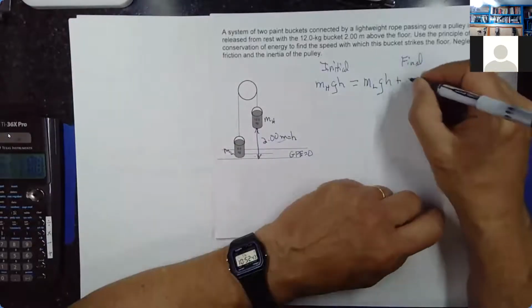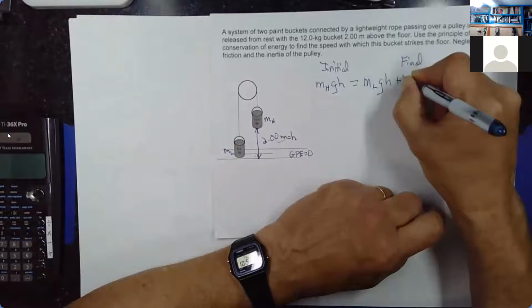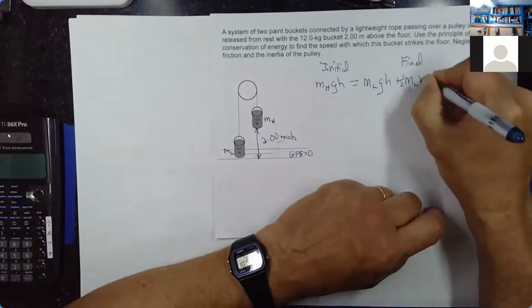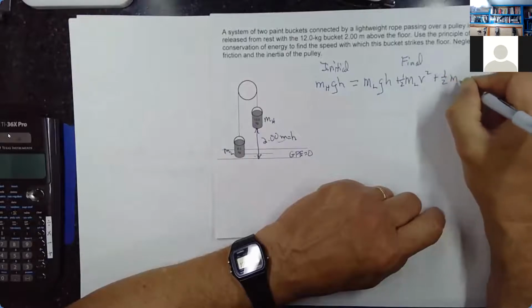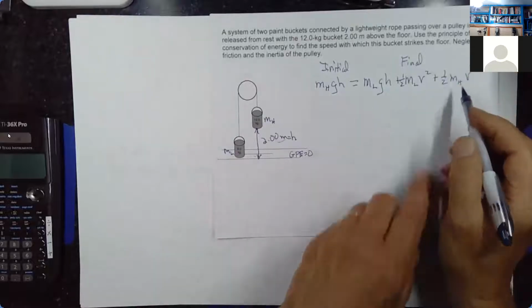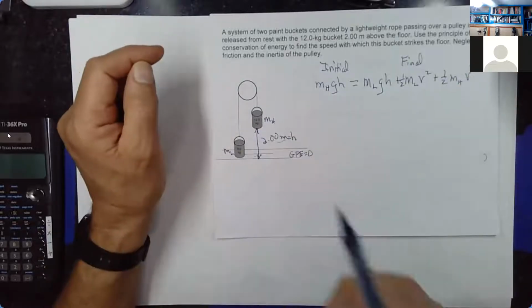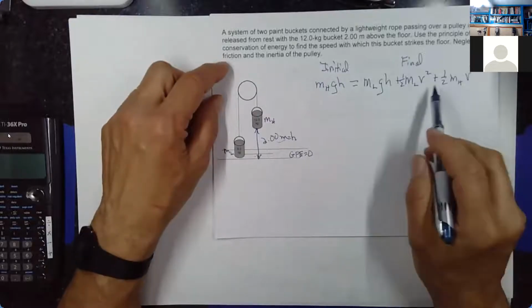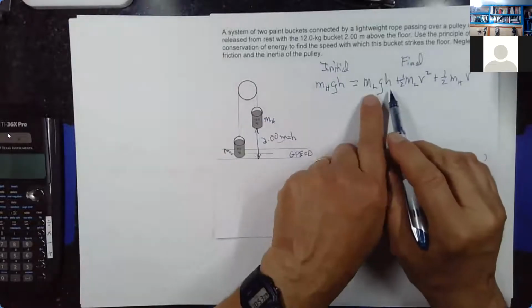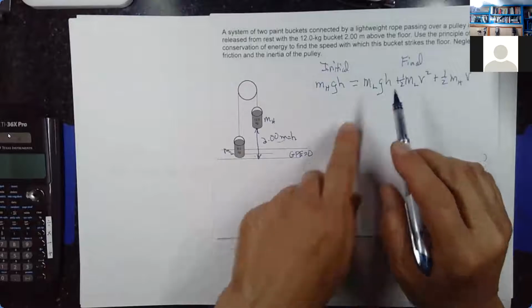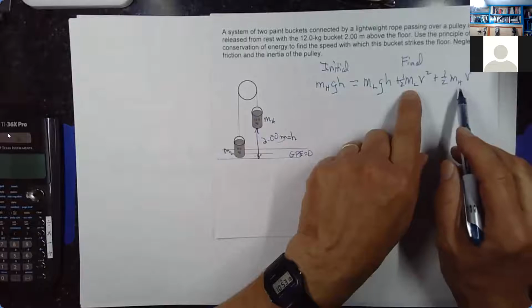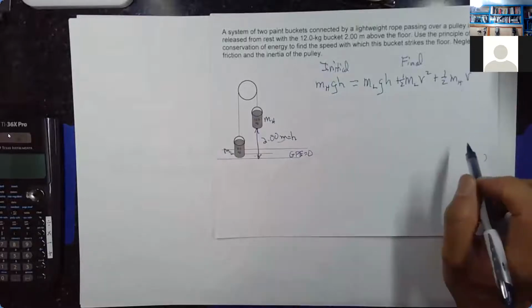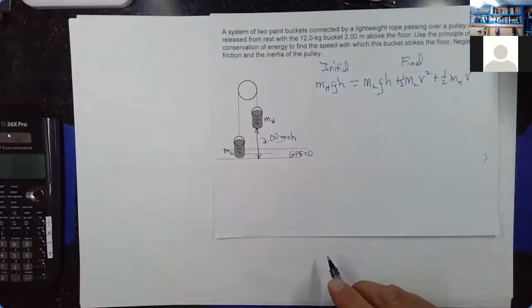But I will have 1/2 M sub L V squared plus 1/2 M sub H V squared. They're tied together by a cord, so they're moving at the same speed. And so that's what I have for the total final energy. I have the gravitational potential energy of this lighter mass that rose up. And then I've got the kinetic energy of the two masses. They're both moving together there. And so I have that.